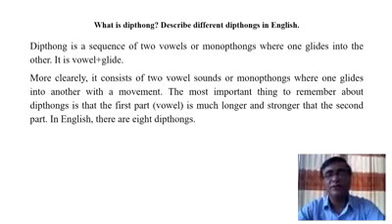The most important thing to remember about diphthongs is that the first part is much longer and stronger than the second part. So when there is a diphthong, I mean double vowel sounds being pronounced together, the first one dominates the second one. And that is why we say the first part is much longer and stronger than the second part. In English, there are 8 diphthongs, and you have to remember these diphthongs. You should not forget these diphthongs.